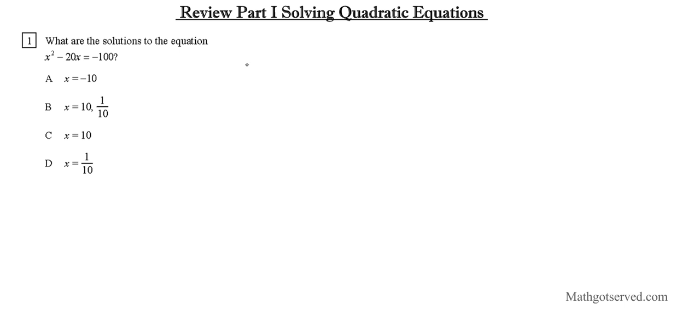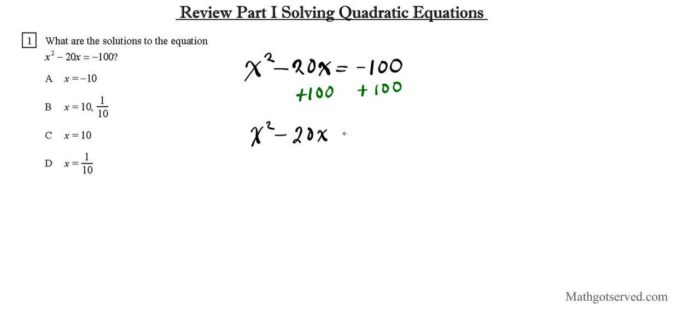So what I'm going to do first is place this quadratic equation in standard form. Basically, make it equal to 0 with the powers in descending order. Okay? So to accomplish that, I'll need to move this 100 to the left. So I need to add 100 to both sides. And that yields x squared minus 20x plus 100 equals 0.